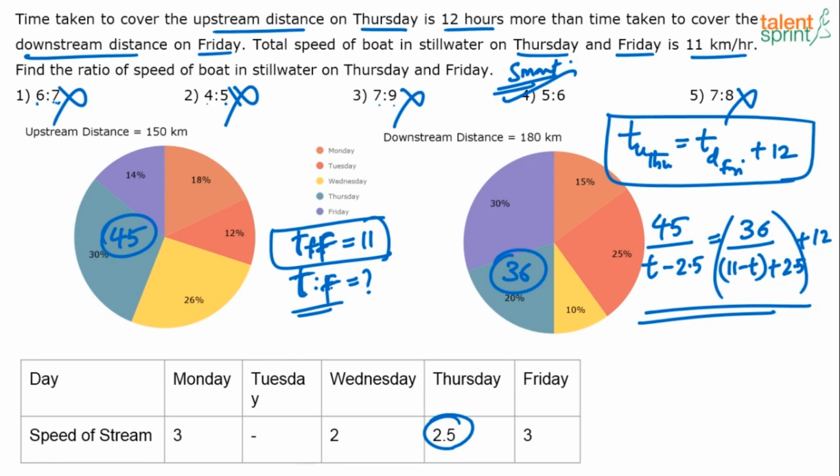Once you get Thursday's speed of the boat, you can also get Friday's speed of the boat, and then get the ratio. But all that is not needed in my view, because going by options, only option 4 satisfies. So be smart and save your precious time in the exam.